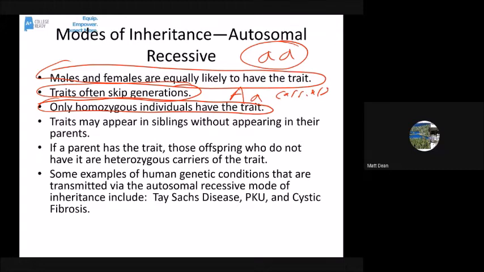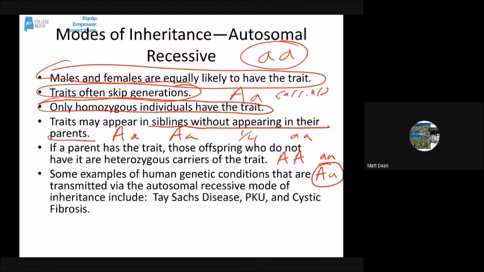This trait can actually appear in siblings without their parents actually having the trait, because the parents could both be carriers. And if that's true, there's a 1 in 4 chance that they'll create children that are homozygous recessive and possess the trait. If a parent has the trait, those offspring who don't get it are at least carriers. For example, let's say we had these two parents. Every offspring of these two parents is going to be big A, little a, which means all of the children would be carriers for the trait.